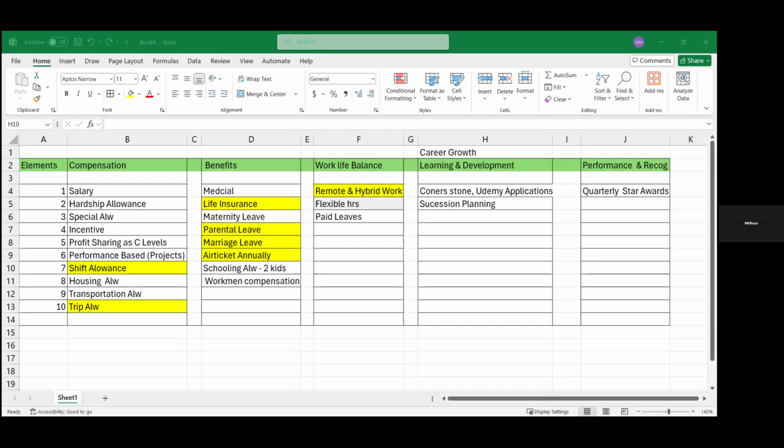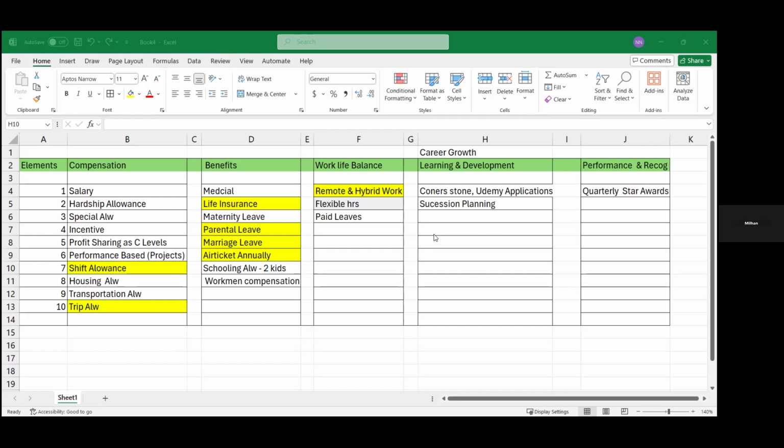Before I go to the incentives, I'll also touch upon the housing allowance. This is given as 30% of the total salary that the person receives. We give this as housing allowance, and then also we provide transportation allowance. Okay.